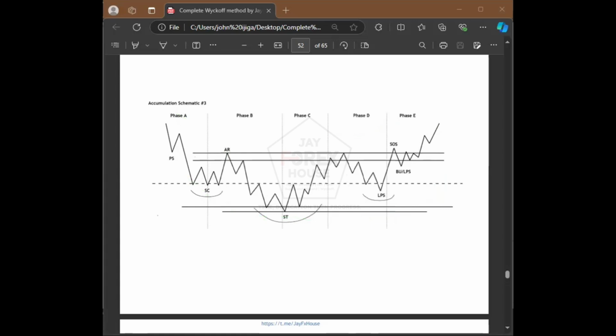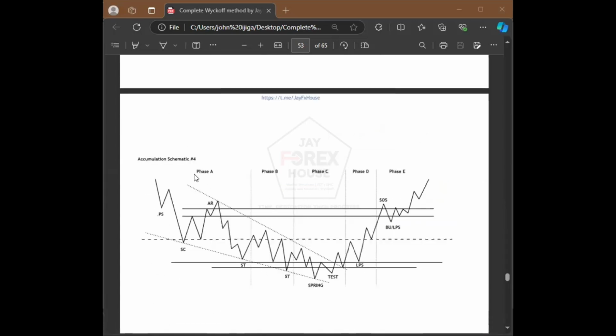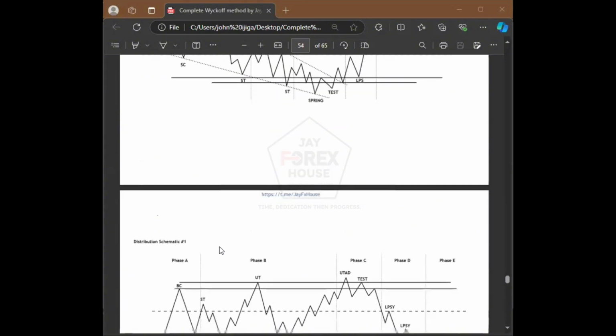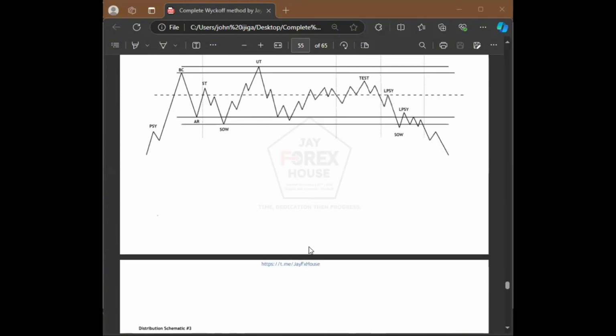After this, we have the accumulation 4. I told you there are so many other ones as well, but you can study them, and from your experience you learn how to use them. But the same thing is still within it. It's just market structure, but a more complex market structure. We then have the distribution 1, 2, 3 as well.